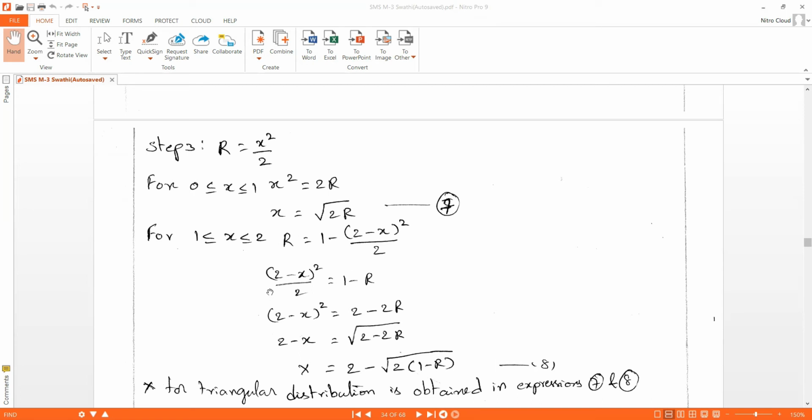So, (2 minus x) whole square by 2 is equal to 1 minus r. And the 2 is dividing here, so if we send it to this side, it will multiply. 2 into 1 is 2, minus 2 into r, 2r. So, (2 minus x) whole square equals 2 minus 2r. And this whole square, if we send it to this side, it will become a square root.